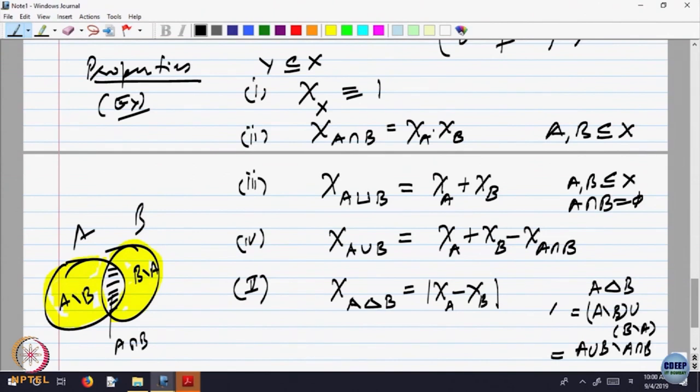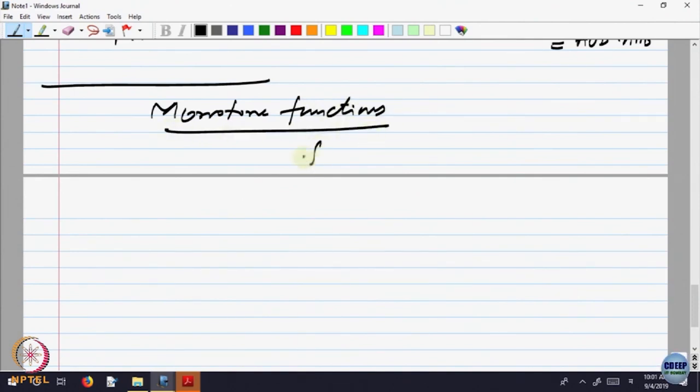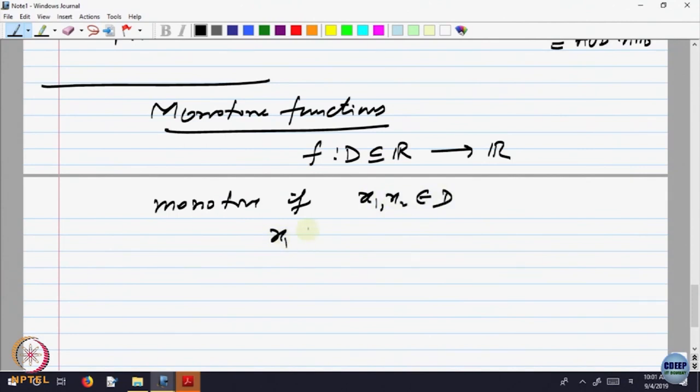We looked at connected subsets of Rn, we gave examples of that. So, we have looked at various properties of compact sets and connected sets, both in R and Rn. We also looked at one nice class of functions, monotone functions. Probably I should state some properties of that. A function f defined on D contained in R is monotone if x1, x2 belonging to D, x1 less than or equal to x2 implies f of x1 is less than or equal to f of x2.